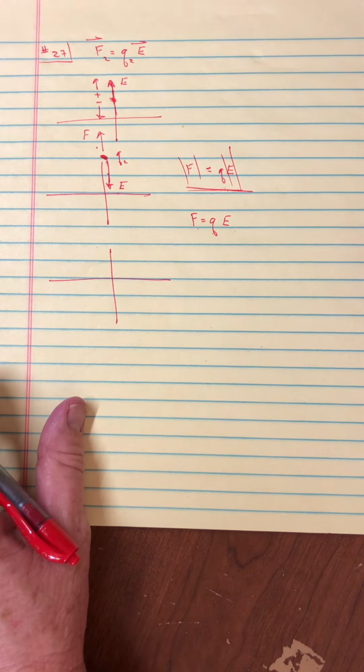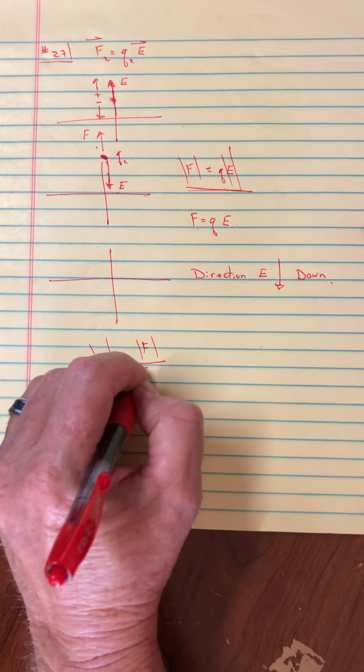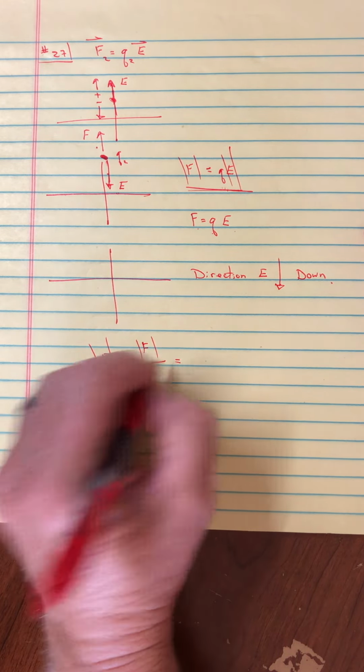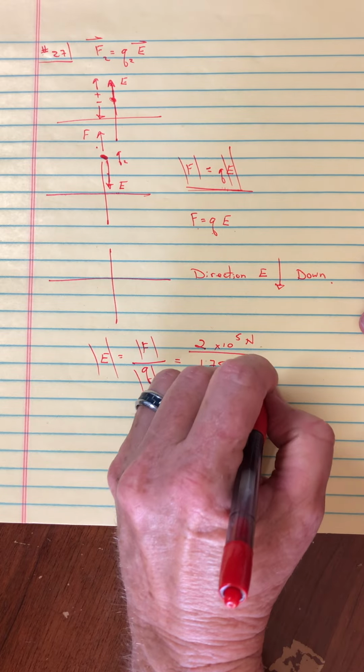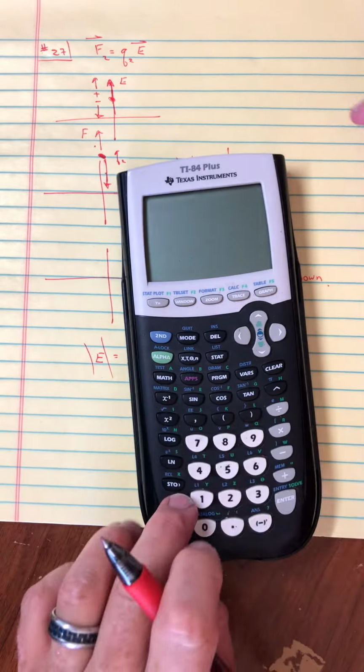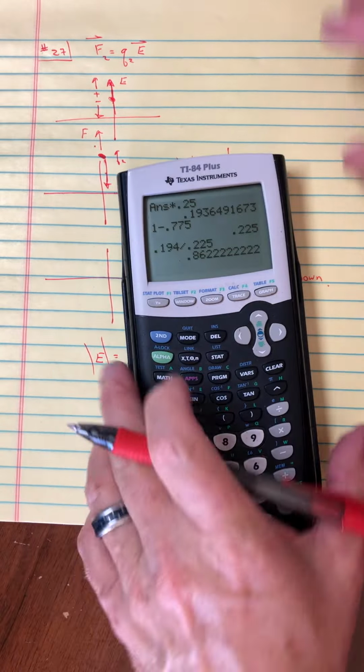Then when it comes to magnitude, I can just say, well, the magnitude of E is the magnitude of F divided by the charge that you're going to place there. And we can even just do magnitude of that. So the magnitude of the force is 2 times 10 to the 5 newtons. And the charge that they're placing there is the negative, I won't put the negative, but 1.75 times 10 to the minus 6 coulombs. And so grabbing my calculator, I can go 2 times 10 to the 5 and divide that by 1.75 times 10 to the negative 6. And I get 1.14 times 10 to the 11 newtons per coulomb.